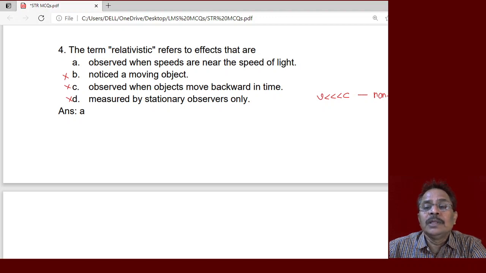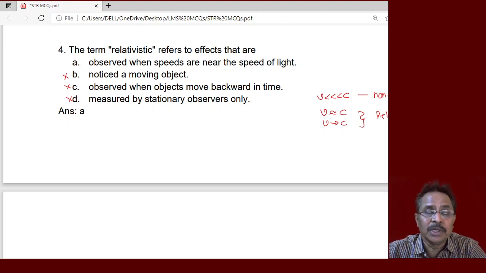All the phenomena that take place with very ordinary velocities, much less than the velocity of light, are called non-relativistic. And when the velocity of an object, whether a microparticle or a macroparticle, is not reaching c but approaching c, the effect or phenomenon observed at that time is called relativistic. Any phenomenon where the velocities involved are approaching the velocity of light is called a relativistic phenomenon.